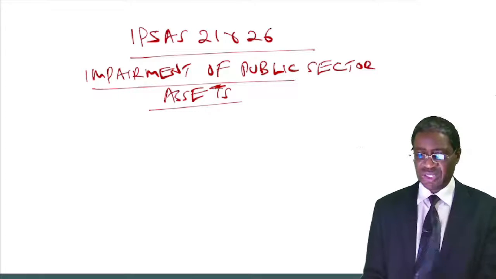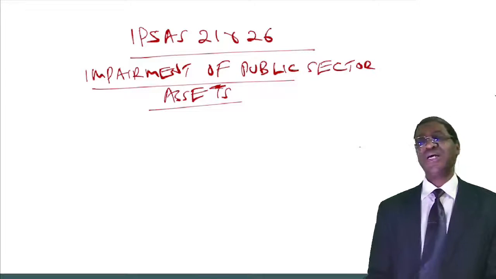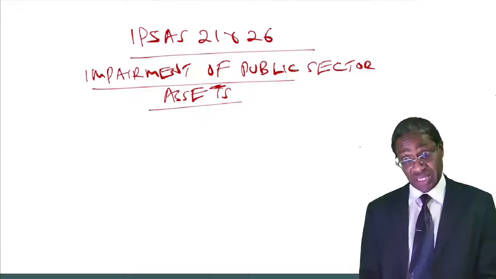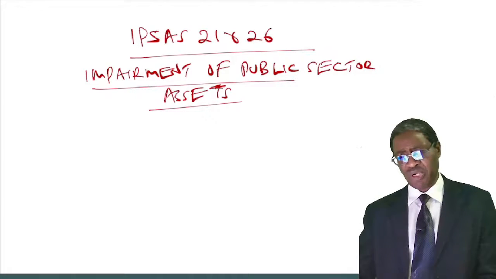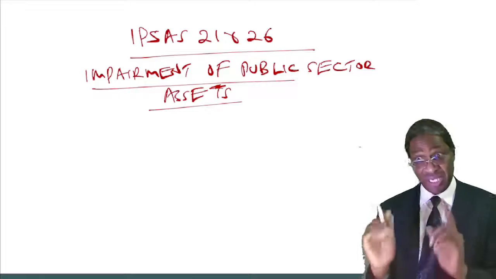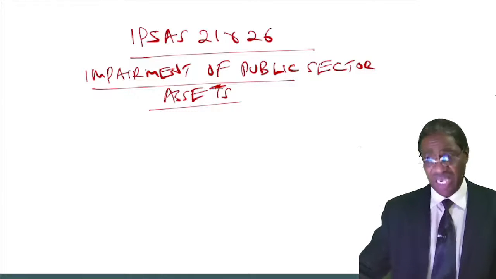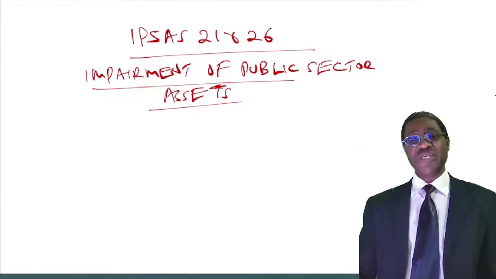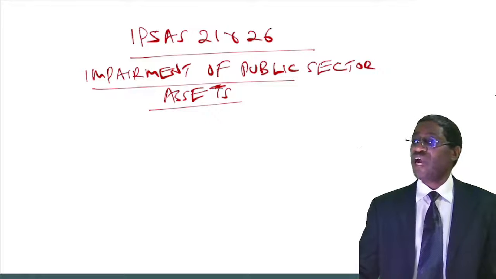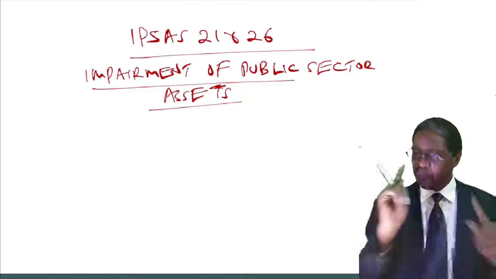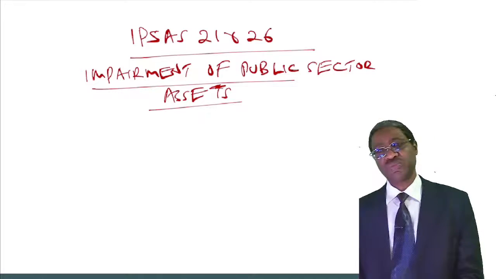This topic is covered under IPSAS number 21 and IPSAS number 26. Okay. What we want to discuss in this topic is, listen, how does a public sector entity test for impairment of their assets? Public sector entities, not the normal business, no.